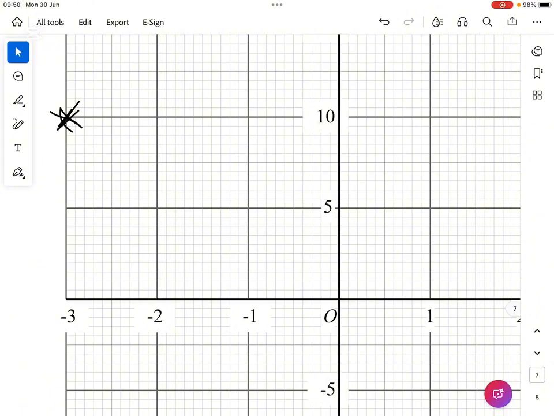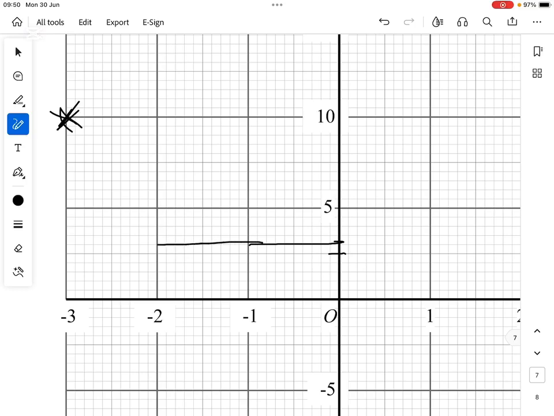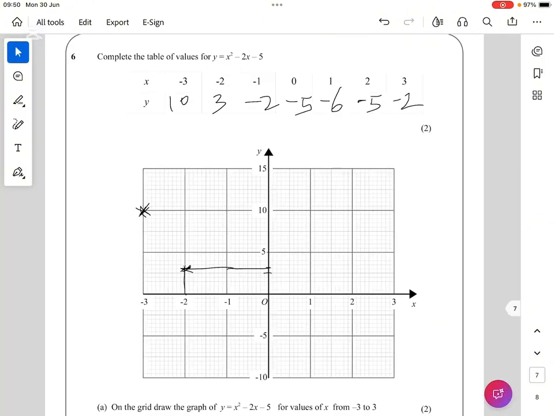Now, if each line is 0.5, which means 2.5 is the midpoint, right? This is 2.5 and this is 3. So this point is 3, and x is minus 2, y is 3. So we have this point. Right, if you get that, give it a thumbs up.